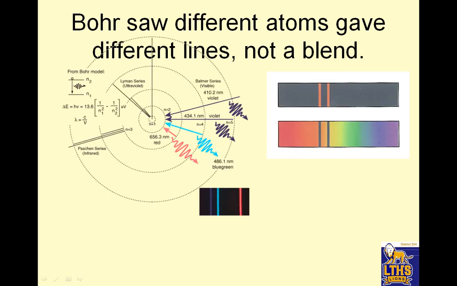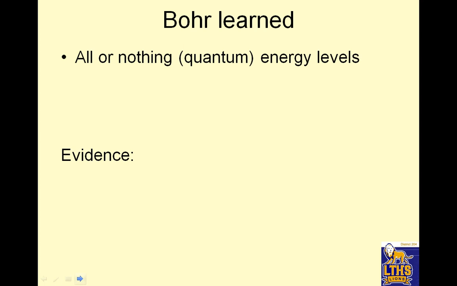Bohr saw different atoms gave different lines, not a blend. So Bohr would shoot light or energy at an atom. And normally, if you hit somebody, they go, ow, and you hear all kinds of ranges of that. When they shot energy at an atom, you didn't hear, ow, you heard, eh, ooh, and it would be specific targeted lines. So that meant that there had to be energy levels where electrons either fell, boom, all the way down, boom, one level, but they could never be in between. And that's called a quantum. So Bohr learned there are all or nothing quantum energy levels.